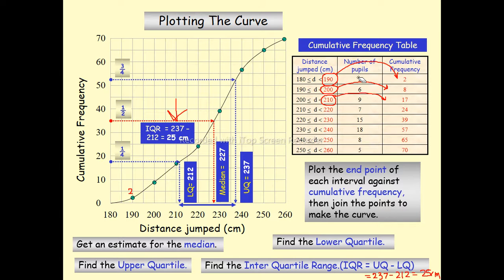If they got between 180 and 190, that could work. If they got between 190 and 200, that could work. And if they got between 200 and 210, that could work. So all three of these will work, right? So if I ask for no more than 210, then I have to add up these three frequencies. 17. So which is 17.